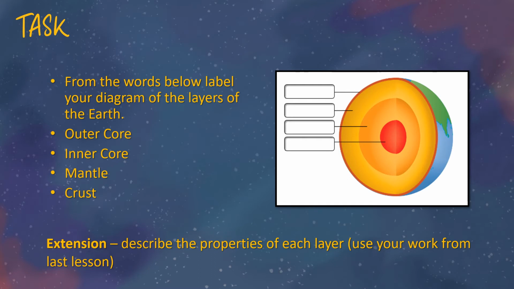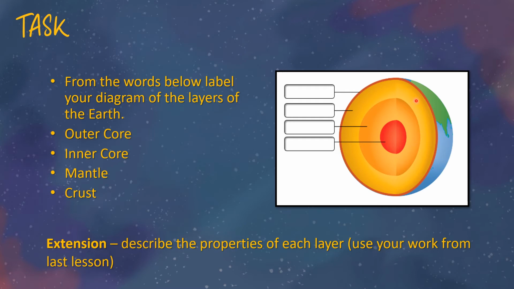Okay, so the inner core is the one in the middle. And then if you were describing the properties, then this is the hottest layer. It's also a solid because of all the pressure. Okay, the next one is the outer core. So it's still very hot, but not as hot as the inner core. And it is a liquid.